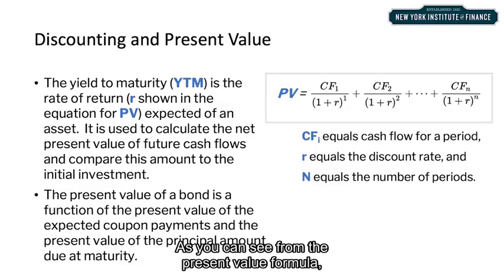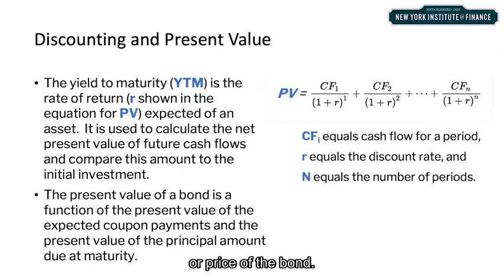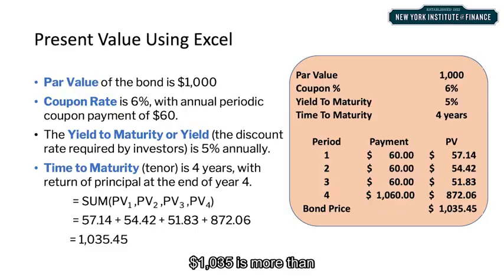As you can see from the present value formula, you sum each of the discounted cash flows, including the final coupon payment plus principal, to calculate the present value or price of a bond. You can see in this example that the bond's price of $1,035 is more than the $1,000 par value or face value of the bond.